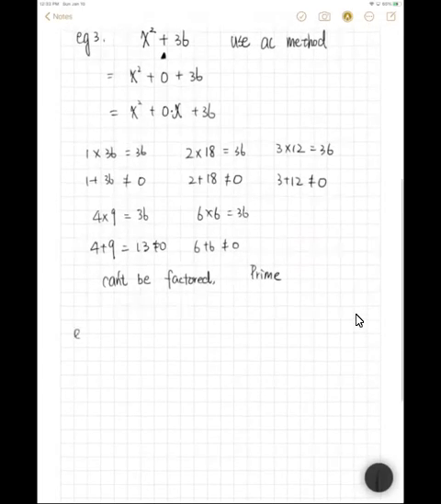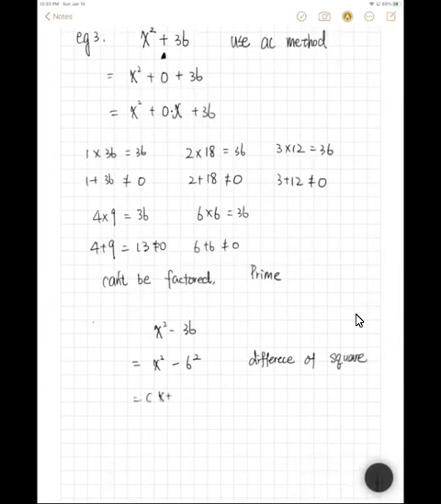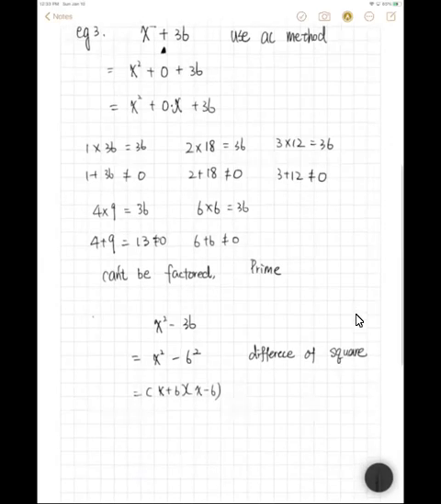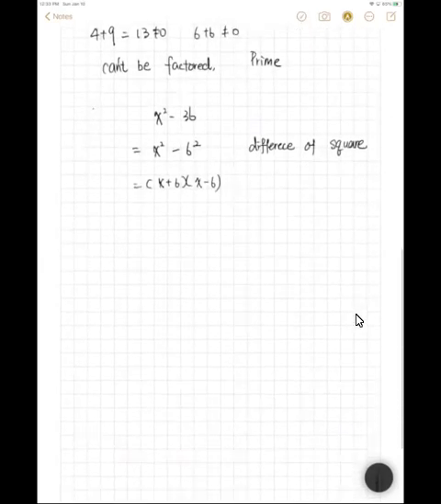But now if I change it to a subtraction, x squared minus 36, what we can do is we will write the 36 as 6 squared and use our method, which is the difference of squares. We have the square roots, which are x and 6. So we can factor it as x plus 6 times x minus 6. Okay.